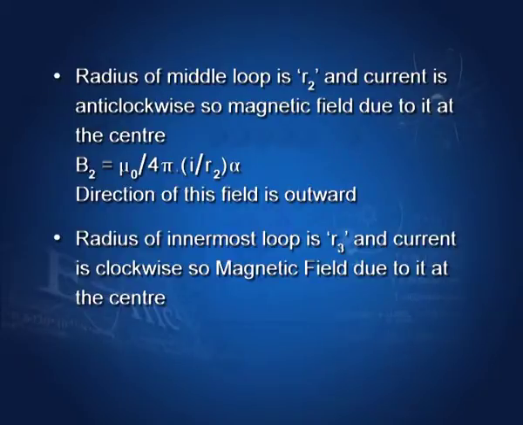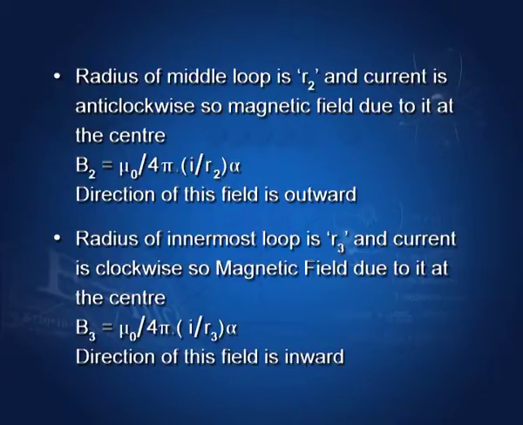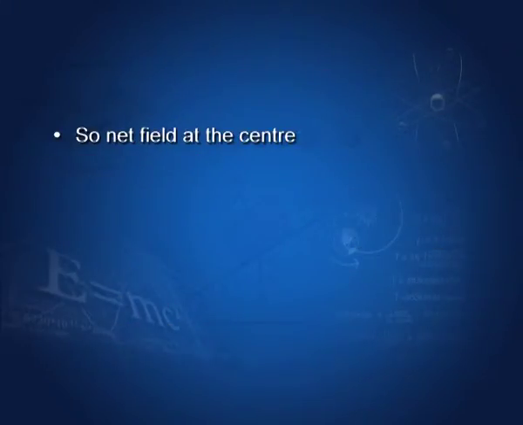So, the magnetic field due to it at the center, B3, will be equal to mu naught upon 4 pi, I upon R3 into alpha. The direction of the magnetic field will be inward using the same rule. So, the net field at the center B equals B1 minus B2 plus B3.